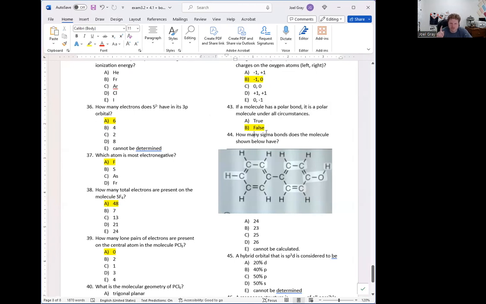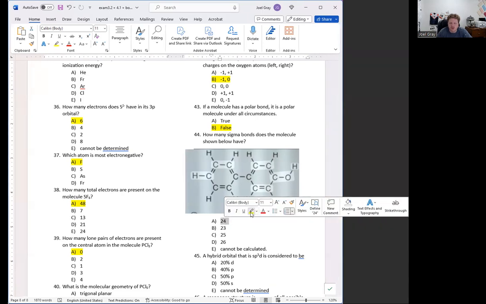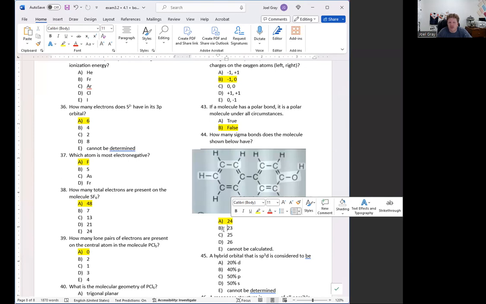A sigma bond is your first bond. So if we count all that up, I'm going to start on the outside and work my way in. Counting counterclockwise, 1, 2, 3, 4, 5, 6, 7, 8, 9, 10, 11. So I've got 11 when I'm talking about the bonds outside of my rings. Within my rings, I have 12, 13, 14, 15, 16, 17, 18 for the bond that connects the two, 19, 20, 21, 22, 23, 24. 24 is the correct number of bonds between atoms on this compound.